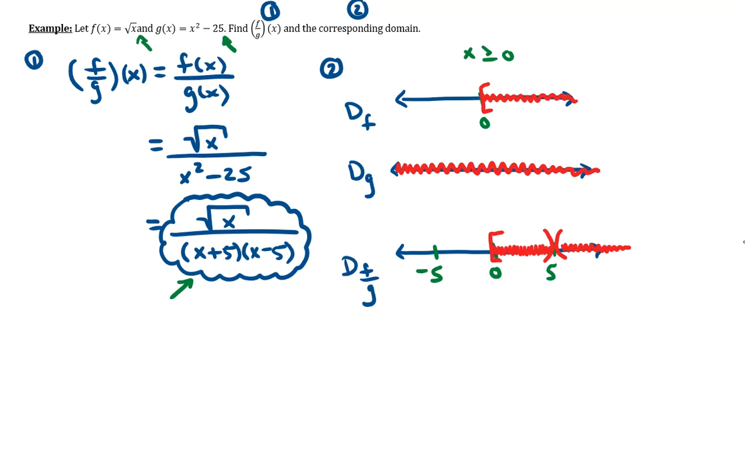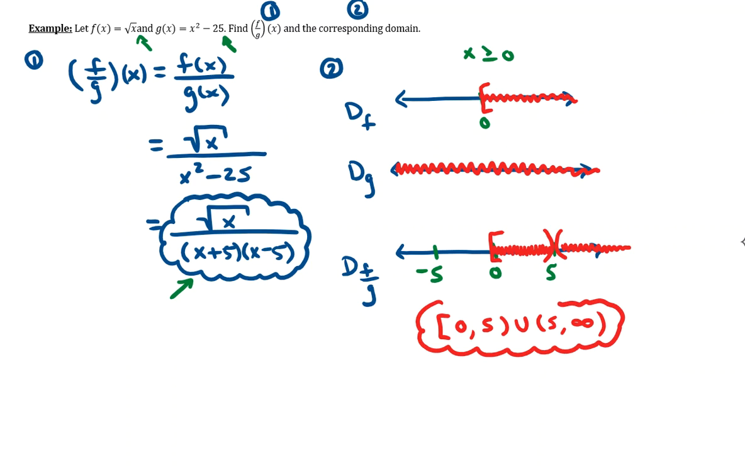So what we have here shaded is the official domain for our combined function. Not only does it incorporate the intersection of the original two number lines, but it also excludes any of those additional values. Namely, it excludes the additional value of 5 there. That creates division by 0. All right, let's draft up the interval notation: bracket 0, comma 5, parenthesis, union, parenthesis 5, comma infinity. And that is the domain for our combined function.